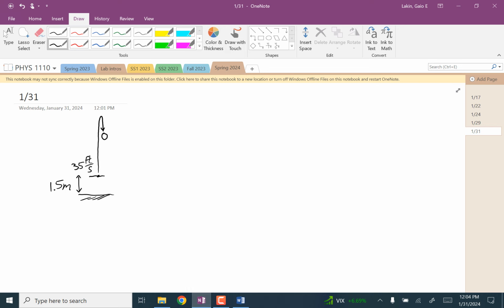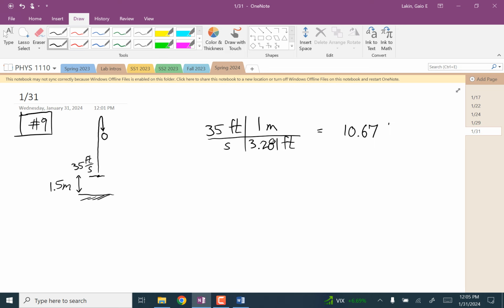The first thing we have to do is get all the units the same. This is number 9. We have length units of feet and meters. So I'm going to convert the feet to meters and do it in SI units. So 35 feet per second, 3.281 feet is 1 meter, and so this is about 10.67 meters per second.